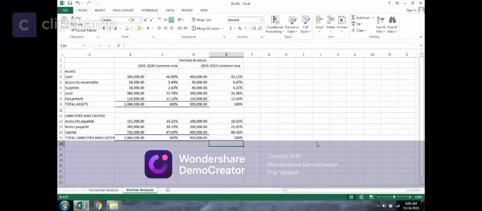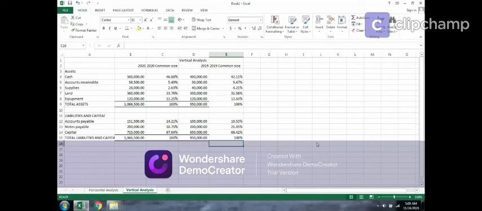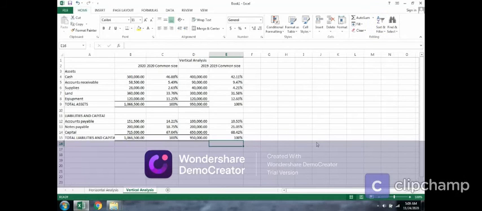So same goes with 2019. We will just divide it by the base, which is 950,000. So 400,000 divided by 950,000 is 42.11%.